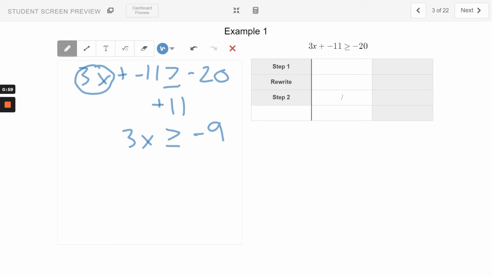3x means 3 times x, so the opposite would be dividing by 3. And we would get x is greater than or equal to negative 3.